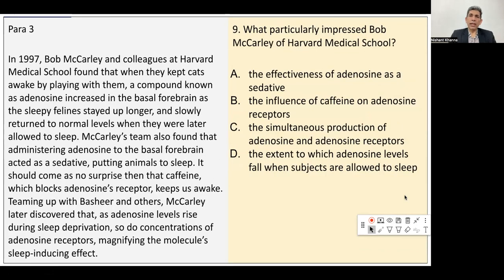So let's go to the next one. In this case, I will just explain the question and I will give you time to find out the answer, read the passage, just figure it out. Let me read the question for you. What particularly impressed Bob McCarley of Harvard Medical School? Something impressed him, something made an impact on his mind. So this is what you need to find out. I'll stop it here, figure it out.